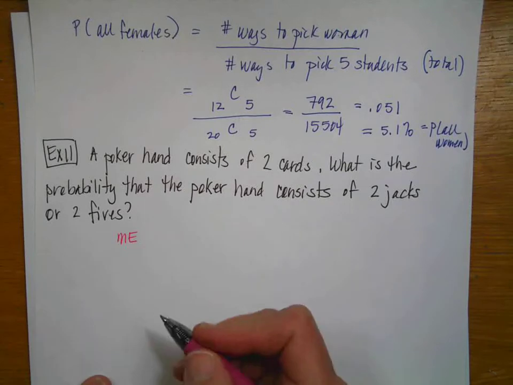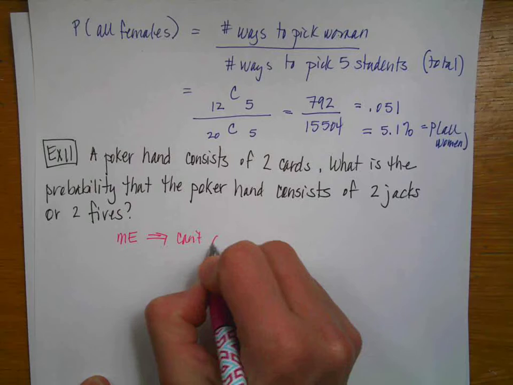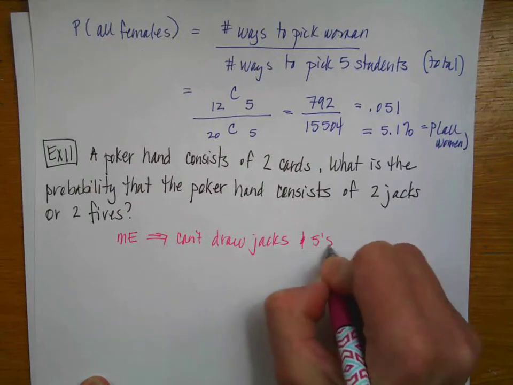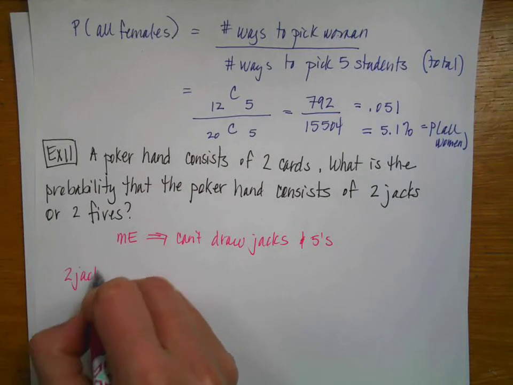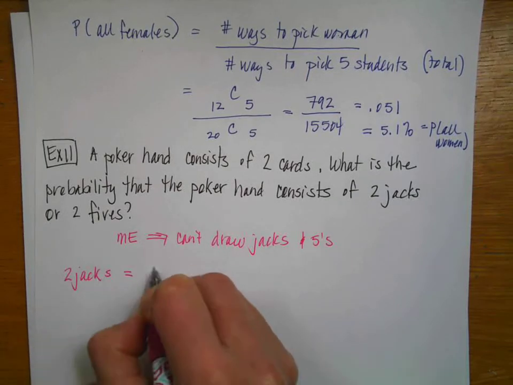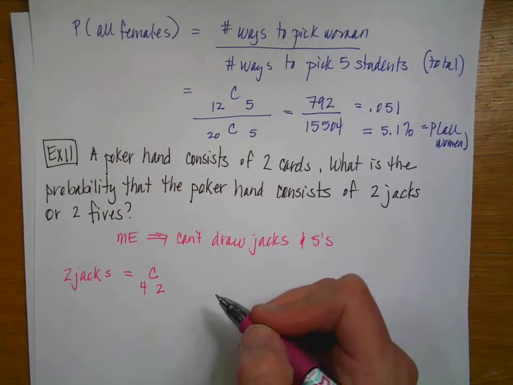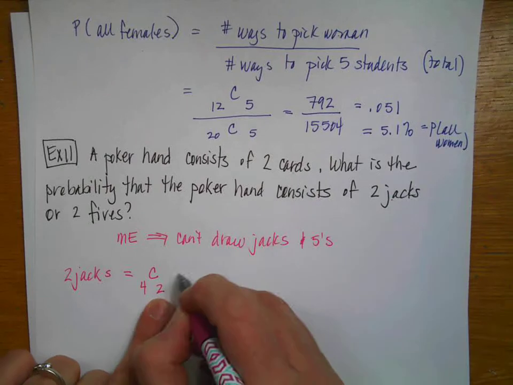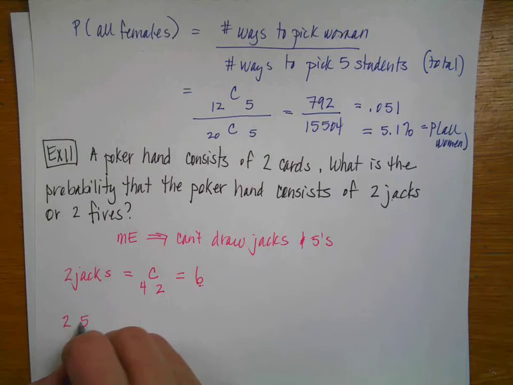So we need to do a little bit of math first. One of the things that I need to remember is this is a mutually exclusive event, meaning that I can't draw jacks and fives. It's not possible because they're two separate things. So then if I want to know how many ways can I draw a jack, then that's going to be the combination of 4 choose 2, right? Because there are 4 jacks in a deck, and I'm only going to have 2 jacks in my hand. That is 6, and I did this in my calculator.